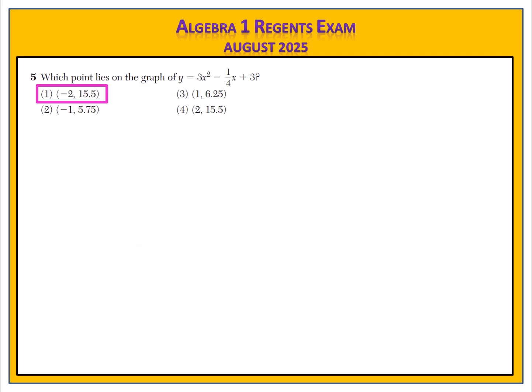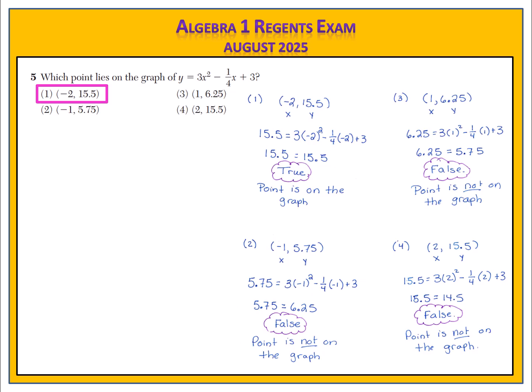Another option, which would take considerably more time, would be to remember that points that are on the graph are the values of x and y that make the equation true. We could take each of those points, identify the x and y, substitute them into the equation, and see which x and y pair makes the equation true. Only one of them makes the equation true. That is choice 1.